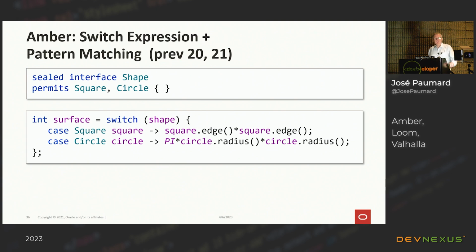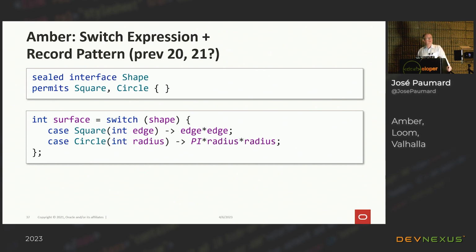And by the way, because we have 2 patterns, type patterns and record patterns, it's also legal to use a record pattern here. And you see that on the right, basically, why do I need square? It's just to call edge and to get the edge of the square. And the same for circle. I only need the radius. So what about writing this code in that way? Telling that, by the way, this square is just a record built on a component called edge. And the same for circle, which has just a radius. So now I can deconstruct them using the record pattern, okay, and just use edge and radius on the right-hand side.